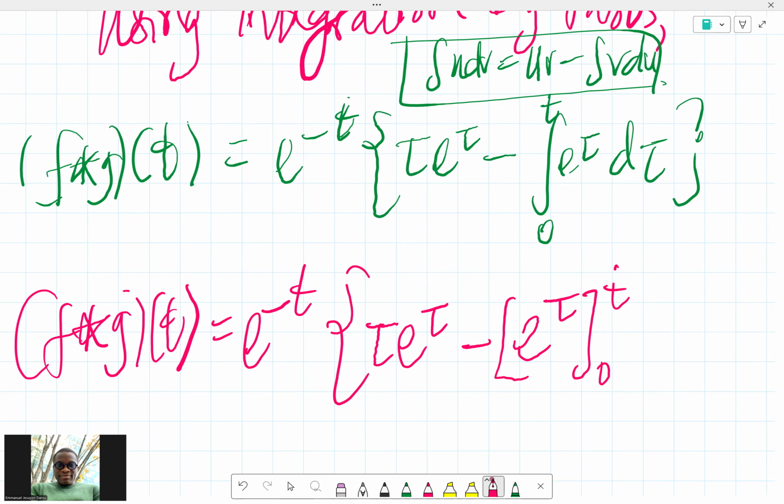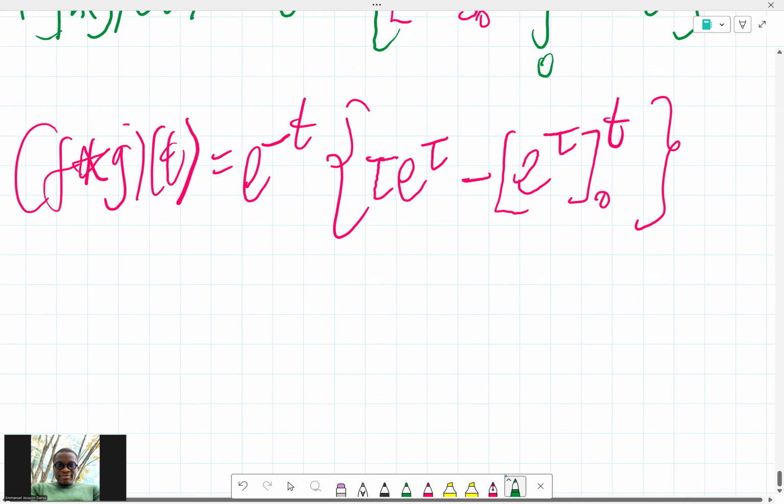Oh no, everything is from 0 to t. Even this here should still be from 0 to t. Then e raised power t from 0 to t still. So yeah, I guess we can move on from here.